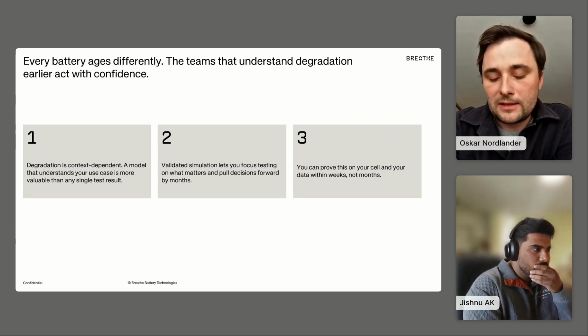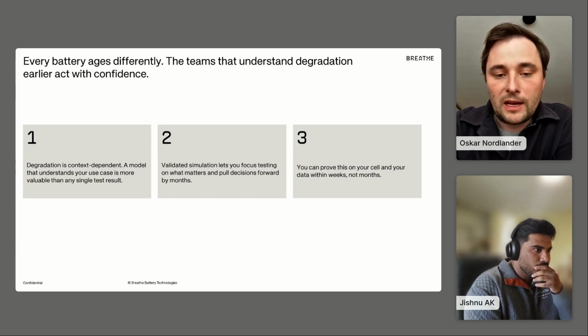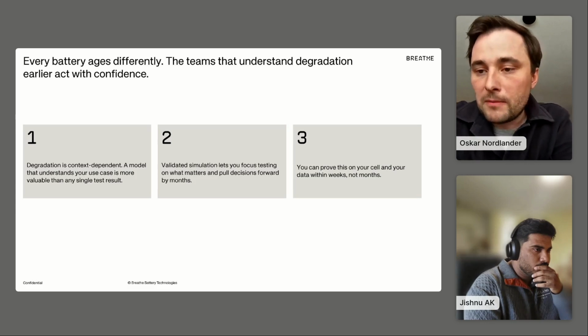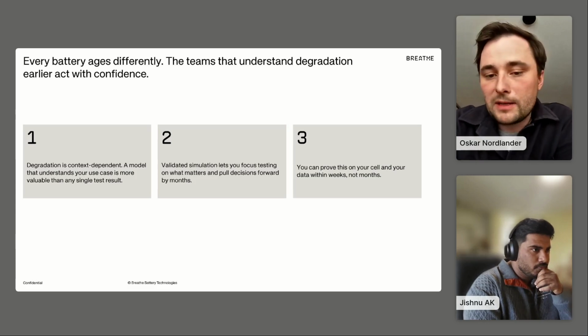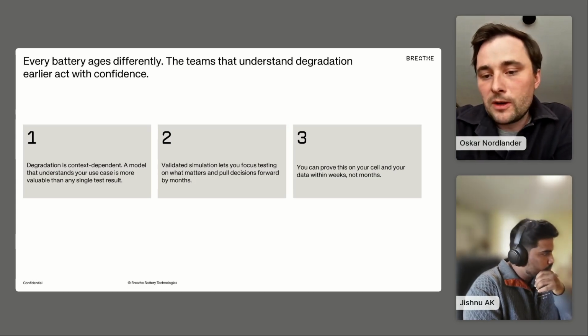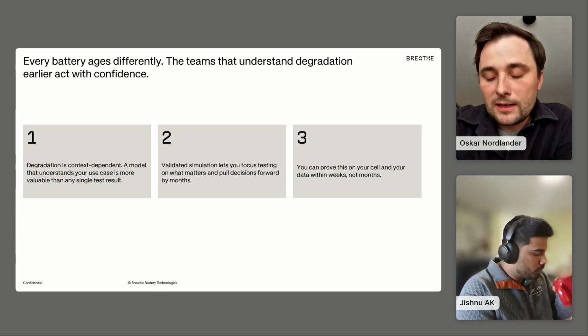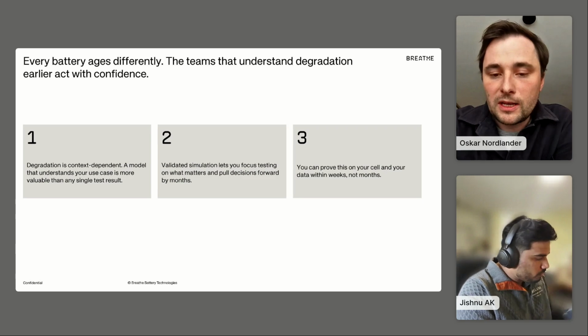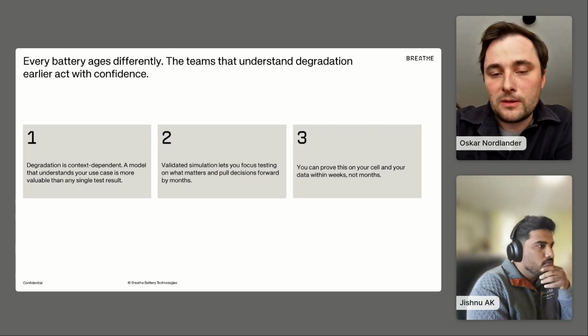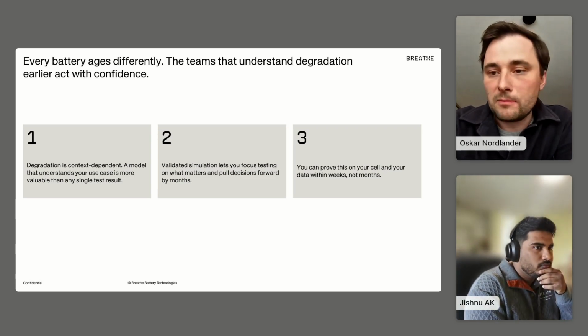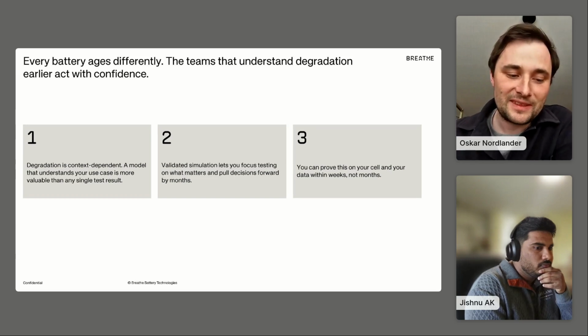But secondly, the validation of this kind of tool is also very important. So it lets you focus on what matters. But being very accurate and being able to provide you with evidence also allows you to move these kinds of milestone gates forward by months. And we are also able to prove this today with your cell, with your application that you're using it in, with your data as well, within a couple of weeks and not months or even years for that matter.